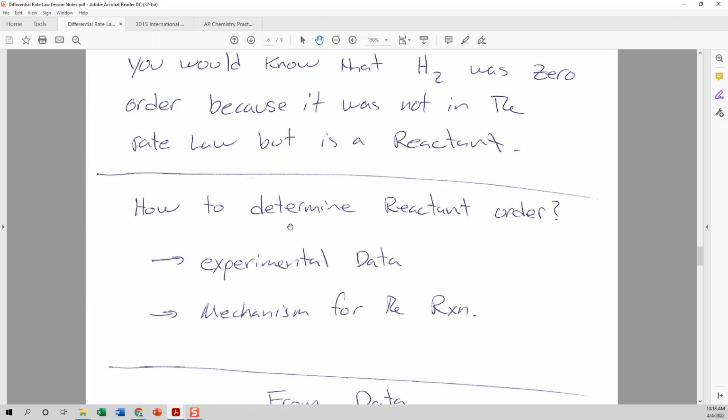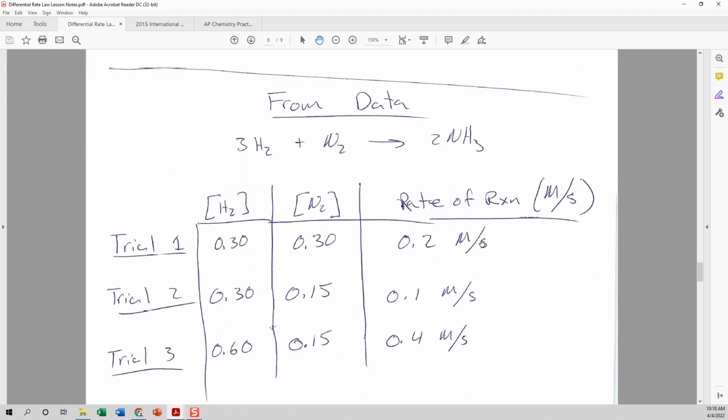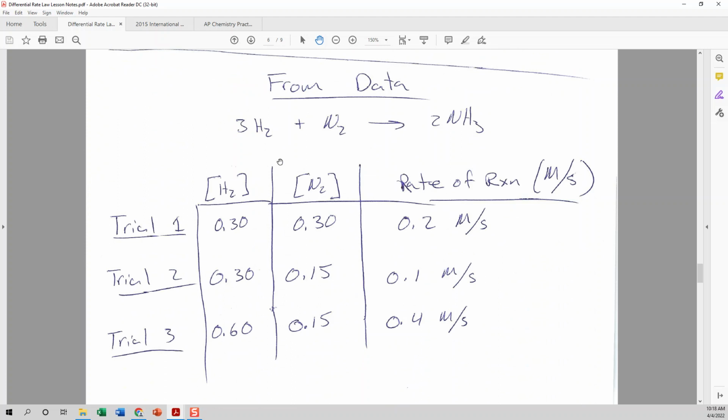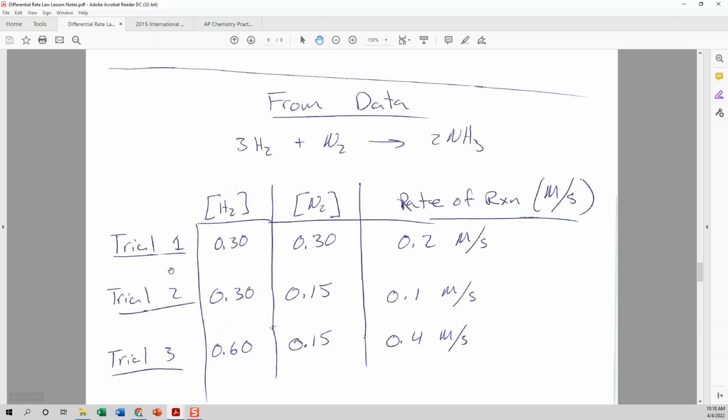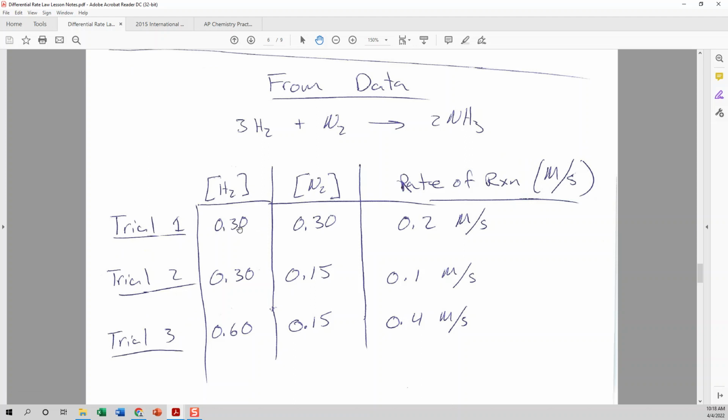So how do we use experimental data to determine reactant order? Here I'm trying to make the numbers pretty simple, and usually on the AP exam they're pretty simple, especially on a multiple choice question. This is the kind of data we would be talking about. You would be given initial concentrations of your reactants and a few different trials. So trial 1, we mixed 0.3 molar hydrogen with 0.3 molar nitrogen, and we measured the initial rate of the reaction, and it was here. And notice the rate of reaction here is molarity per second.